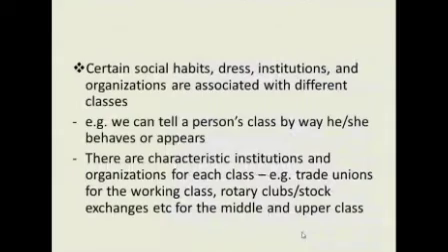So certain social habits, styles, institutions, and organizations are associated with different classes. For example, we can tell a person's class by the way he or she behaves or appears. And it's funny to me that some of these billionaires, like Bill Gates, try to dress down, but they will still behave in certain ways, which are the ways of their class, and they will also belong to these characteristic institutions and organizations for each class. So trade unions for the working class, and you have rotary clubs, stock exchanges, and so on for the middle and upper class.